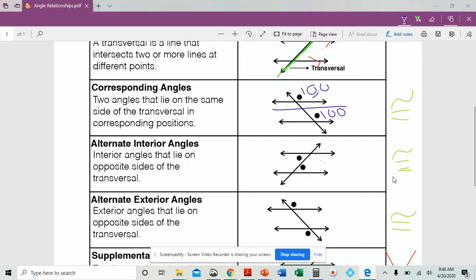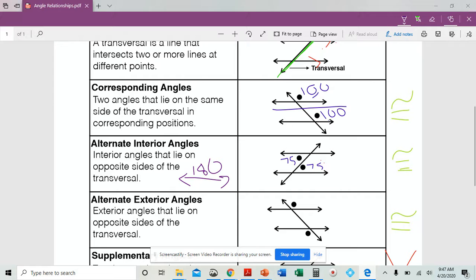These angle measurements are also going to be congruent to one another. So if this angle right here was 75, that means that this angle right here is 75. Now that gives us some more information that you should be able to start figuring out. We need to remember that the measurement of a straight line is 180 degrees.